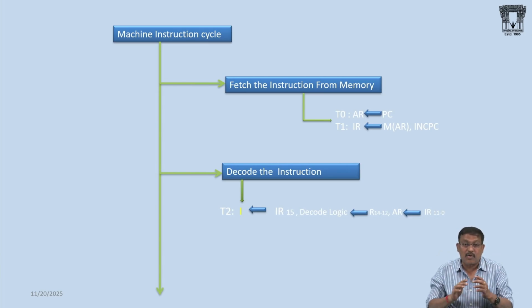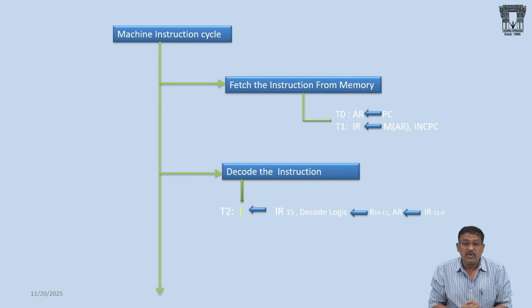And similarly, in the decode instruction, IR 0 to 11, that is the address bits, are transferred to the AR register. 12, 13, 14 bits are transferred to the decode logic circuitry. IR 15, we can say it is a mode bit, is transferred to the I flag. These 3 micro operations are confined to the decode operation. So we can simply call it the decode phase of the instruction, or decode routine, or decode cycle of the instruction, and subsequently we can call it the fetch cycle, because this is repeated for every machine instruction execution.